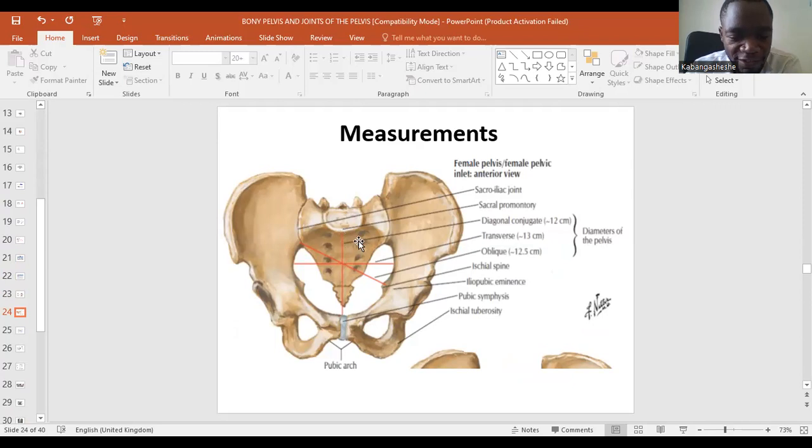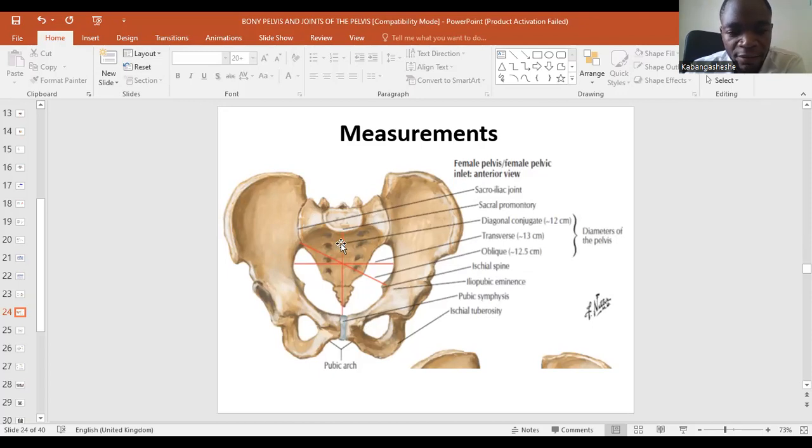The true conjugate measures directly from the sacropromontory. Before I explain those diameters, this is a sacrum. The first sacral bone, these are vertebral bones. A vertebral bone has a body, the central part. Then vertebral bones have transverse processes. These are processes that face lateral. Then vertebral bones have spinous processes. These are projections that face posteriorly, like we can see from the back there.